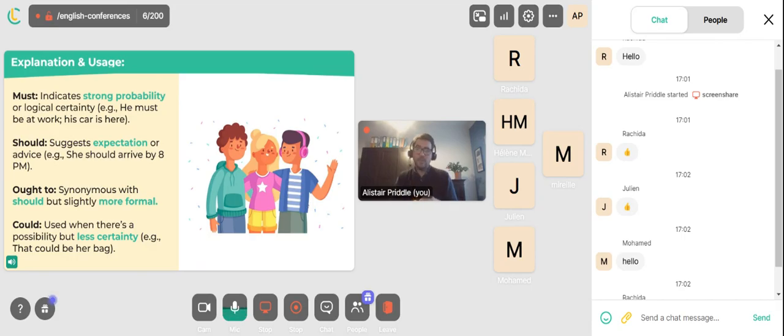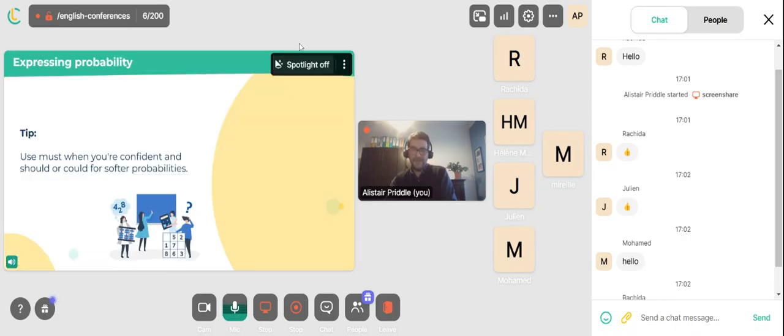Could, used when there is a possibility but less certainty. For example, that could be her bag. I'm not certain. So our probability tip: use must when you're confident and should or could for softer probabilities.